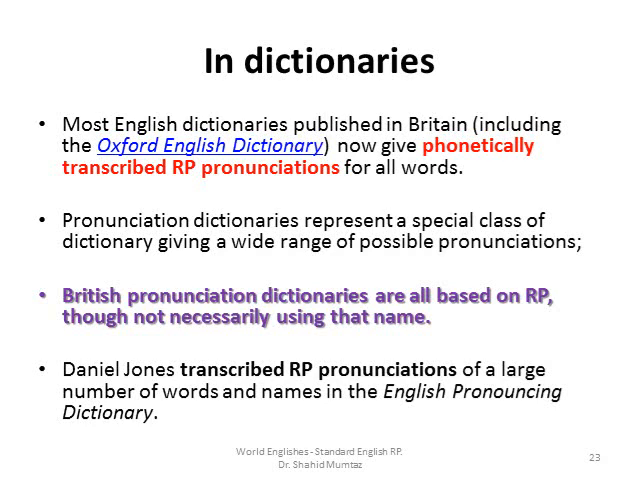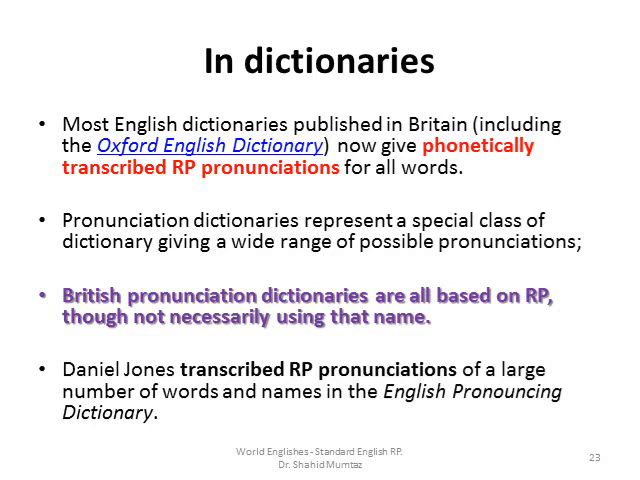So British pronunciation dictionaries are all based on RP, though not necessarily using that name. They do not use the name RP, but they are all based on RP, although they may use different names. So you can feel free about whatever pronunciation is written in British pronunciation dictionaries, that is standard. You should be satisfied.